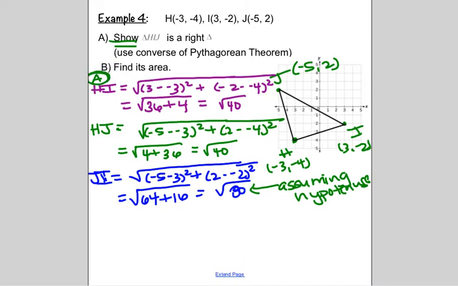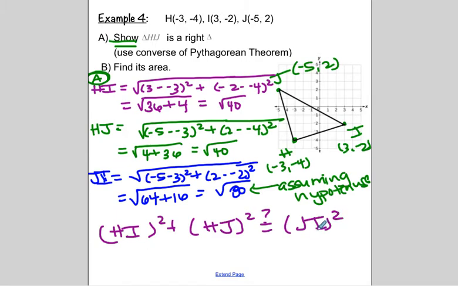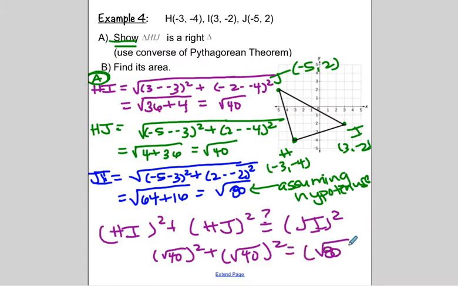In order to actually show it, I need to say, well, the Pythagorean theorem is true. HI squared plus HJ squared, does that equal the hypotenuse JI squared? And if it does, if this left-hand side equals the right-hand side, then I can say it is a right triangle. So HI squared, HI was the square root of 40. So we have square root of 40 squared plus HJ, square root of 40 squared, equals JI, square root of 80 squared.